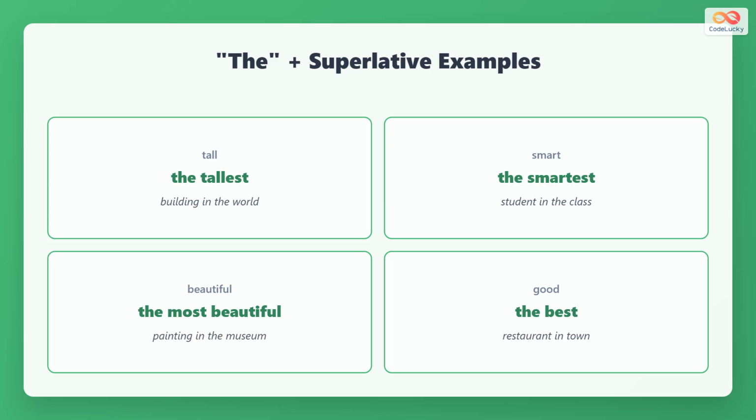In all superlative forms, we use the word the to show it is the highest or lowest degree. For example, the tallest building means it is taller than all other buildings. The smartest student is the one with the highest intelligence. The most beautiful painting is the one admired for its beauty more than any other.